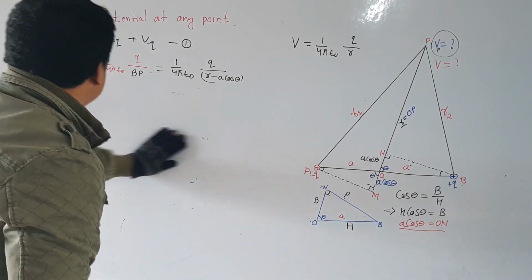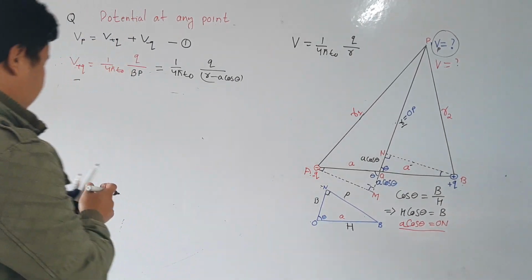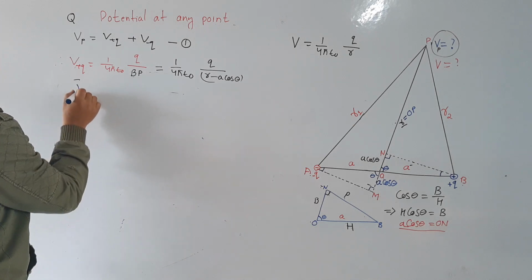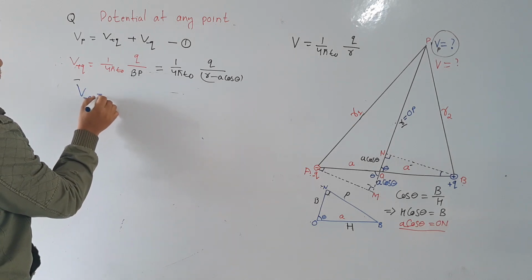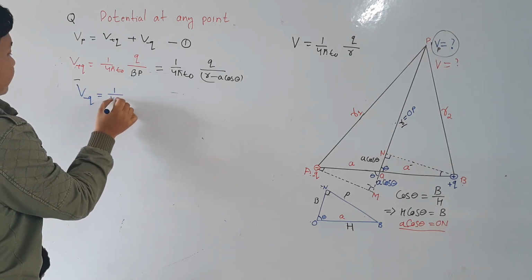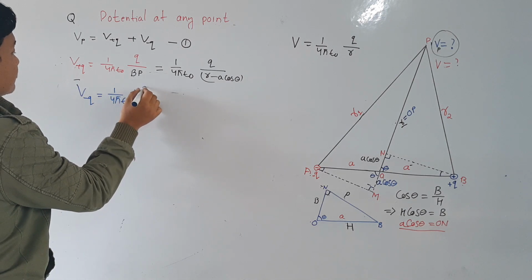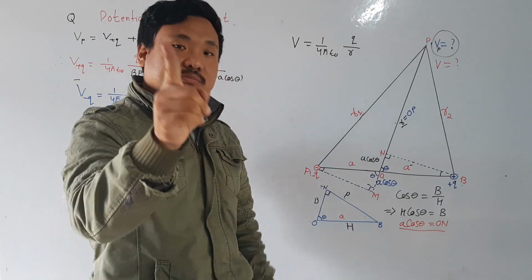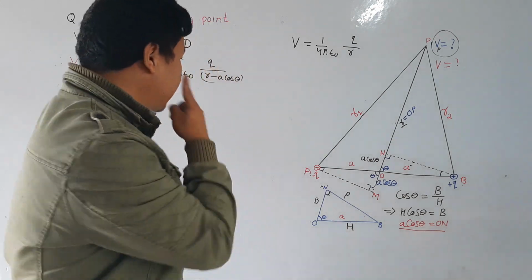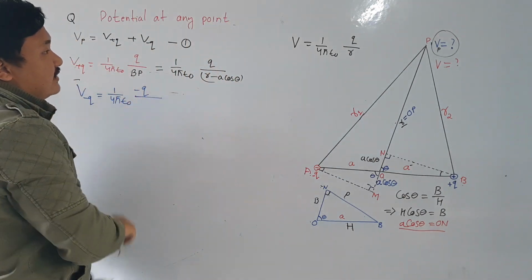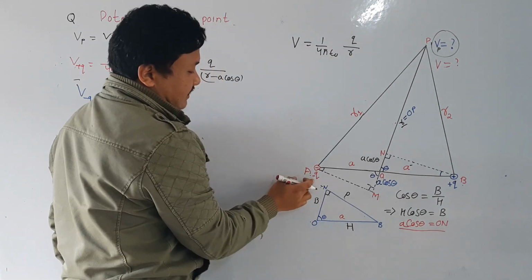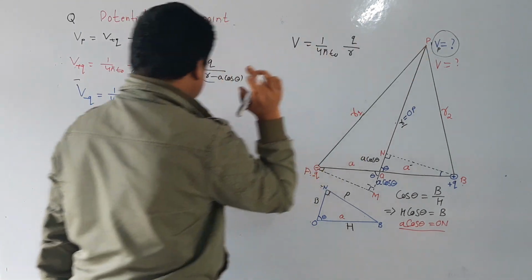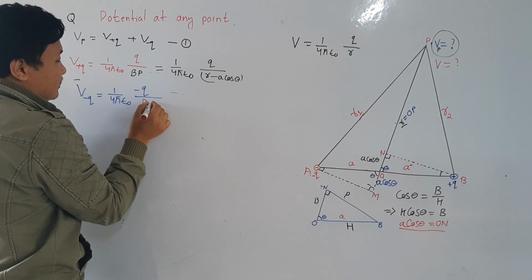Now let me go to V negative. Now for V of minus Q is equal to, again, 1 by 4 pi epsilon naught minus Q. And please remember, whenever you calculate potential, you have to put the positive and negative sign. So I am putting negative sign here, and the distance from the negative charge is A P, isn't it? So I will write A P.